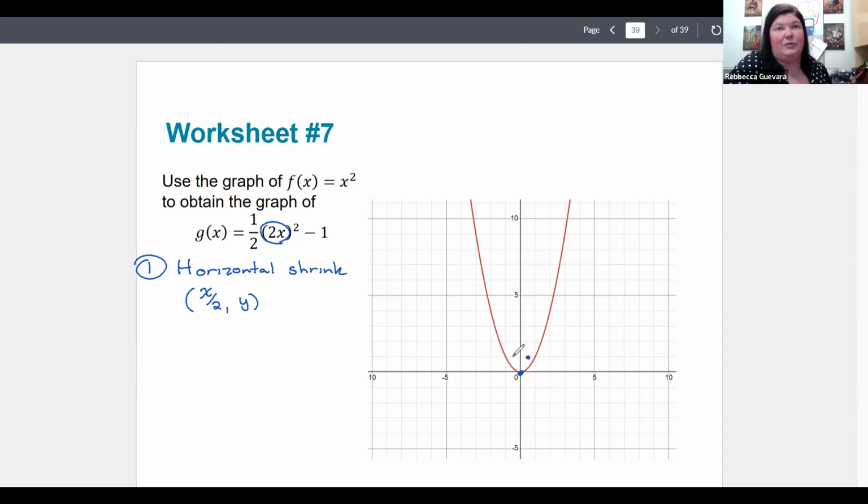Here x is at -1, so it's going to shrink by a half. Here x was at 2, so it's going to shrink by a half. And here x is at -2, it's going to shrink by a half. So all my x values have shrunk by a half.